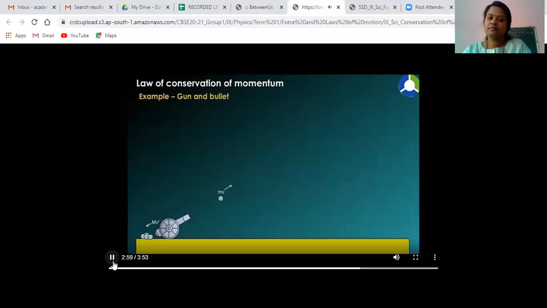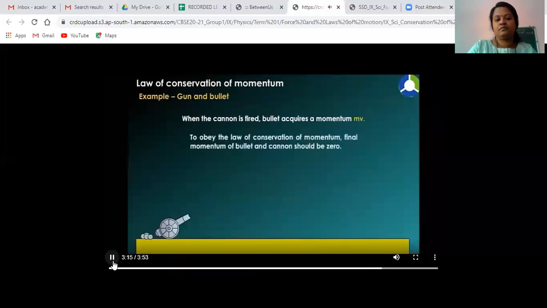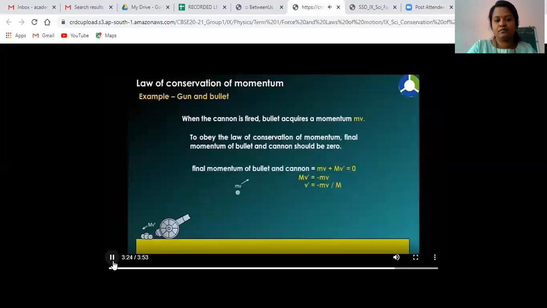Example, gun and bullet. Initial momentum of bullet and cannon is 0. When the cannon is fired, the bullet acquires a momentum mv. The cannon moves in the backward direction with a momentum equal to that of the bullet. To obey the law of conservation of momentum, the final momentum of bullet and cannon should be 0. That is, final momentum of bullet and cannon equals mv plus mv dash equals 0.